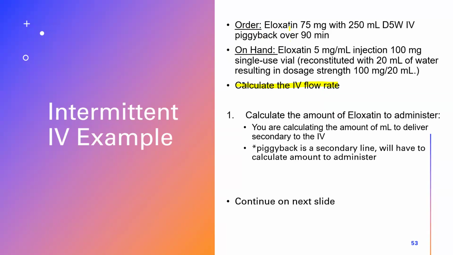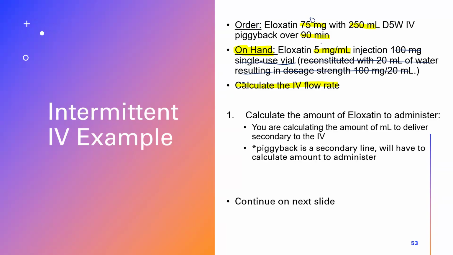Up here it says ordered: you have your Loxodin 75 milligrams with 250 milliliters, D5W, piggyback over 90 minutes. What you have on hand is a key right here; it lets you know that you have medication you need to administer first. What's on hand is that Loxodin 5 milligrams per milliliter in the 100 milligram vial. Irrelevant. Let me go back to my pen. Here, injection 70 milligrams single use vial. Irrelevant.